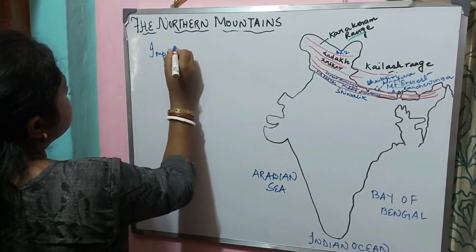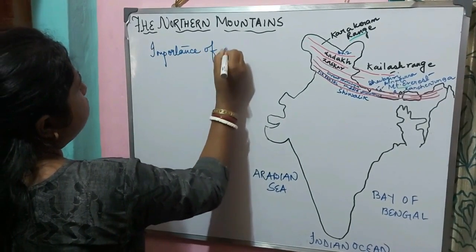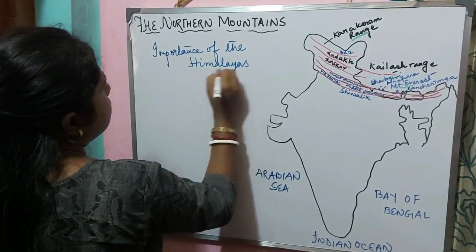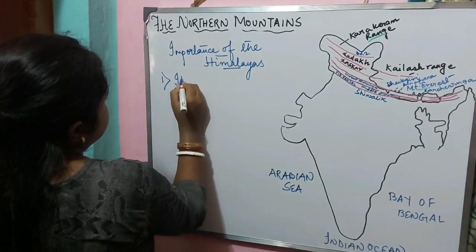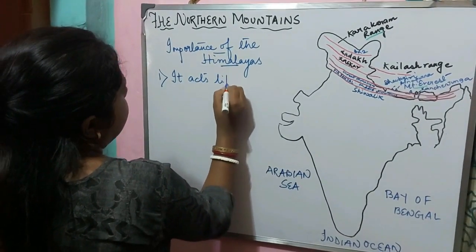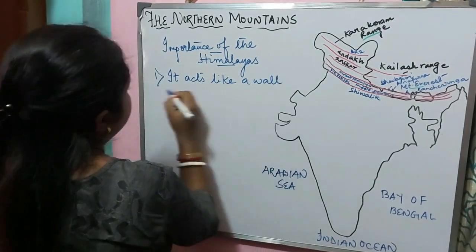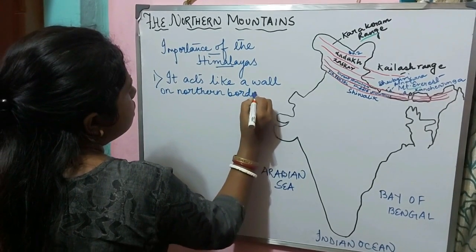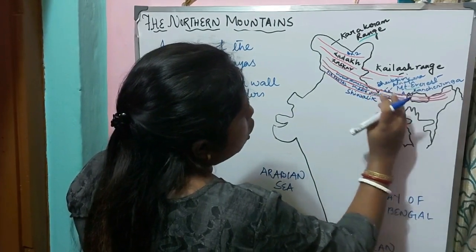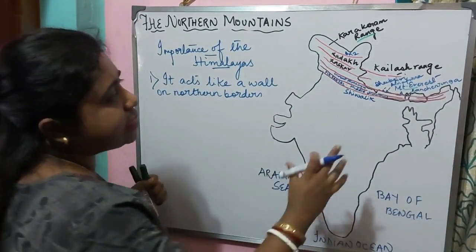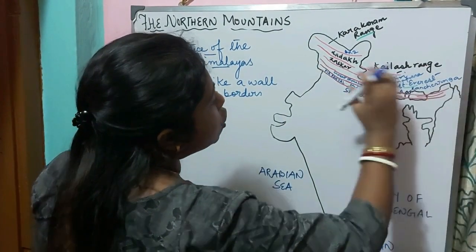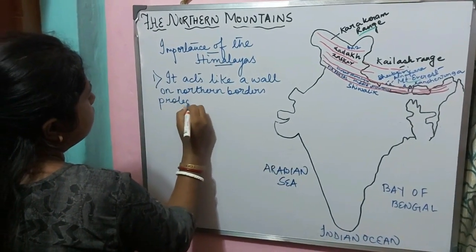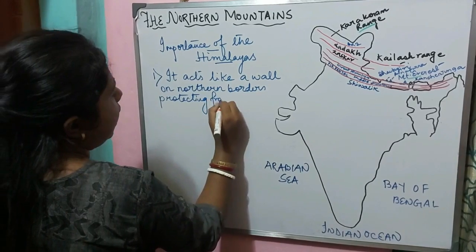Importance of the Himalayas. Number one, it acts like a wall on the northern borders. So these are my northern borders. So it acts like a wall. As we know, Himalayas extend from where? From the north and northeastern part. So it is protecting us from the enemies.